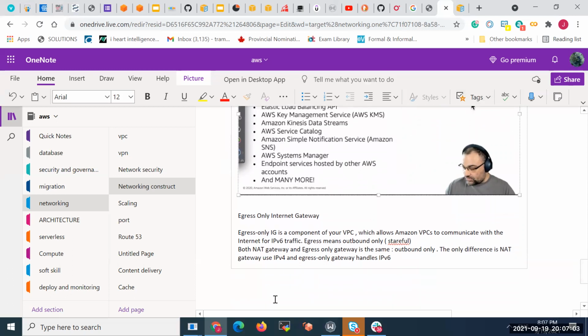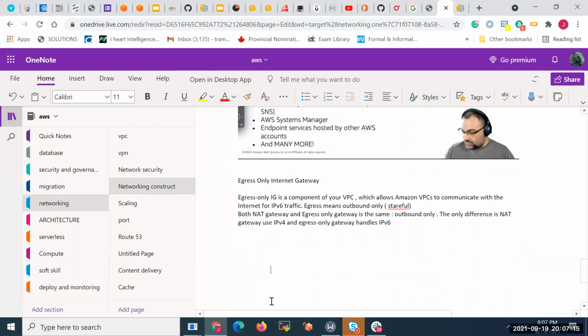Okay, and there's another type of gateway, which is egress only. What you just need to remember is that egress only is for IPv6, so it's not IPv4. Anything you have to do with IPv6, you use an egress only internet gateway. So when you see the test start to mention IPv6, remember to associate it with the egress only internet gateway.